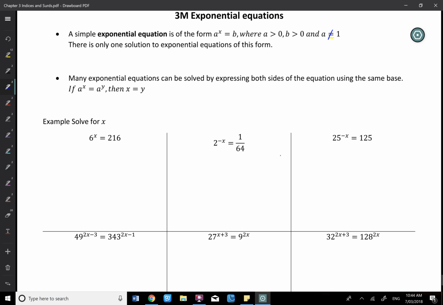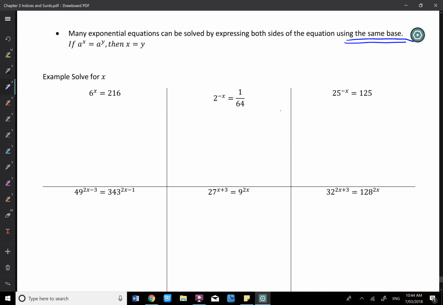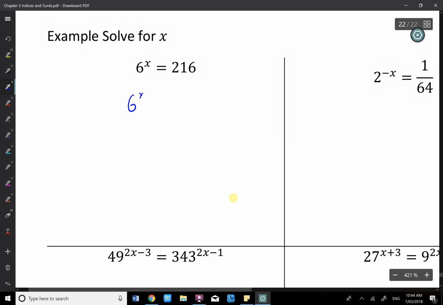Many exponential equations can be solved by expressing both sides using the same base. That's the key to solving the question. We need to make both sides the same base. If you have the same base and you want both sides to be the same number, you need to have the same power as well. For example, the first one, which is really easy: 6 to the power of x equals 6 to the power of 3. Make them the same base, and then you equalize the powers, x equals 3.